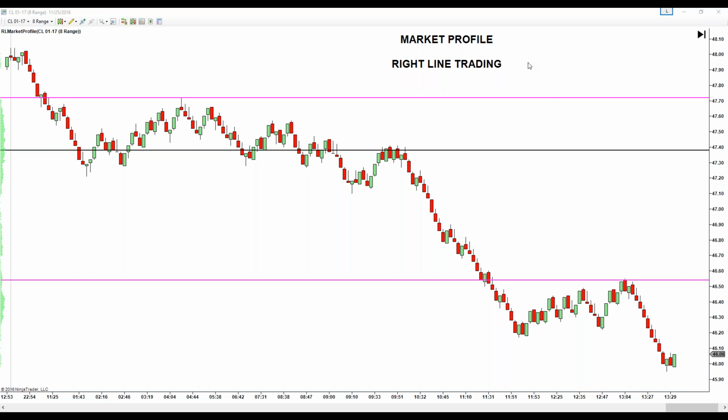Hi, good afternoon, everyone. This is Mark with Redline Trading, and I just wanted to present to you market profile, which I think is an essential part of every day trader's arsenal because of the really significant way that it increases trading precision. And I'm going to show you here just how important it is and define some of the terms.